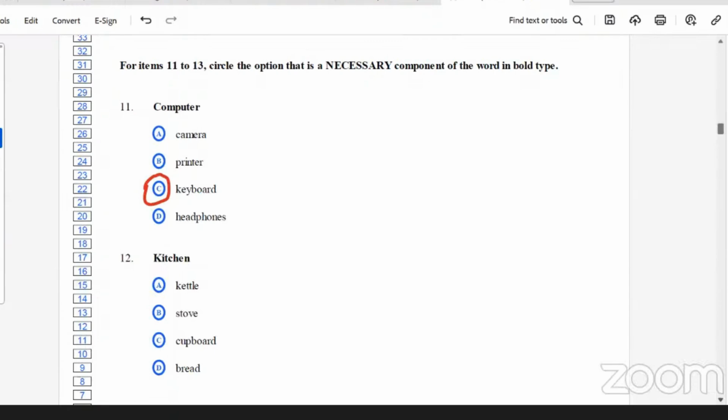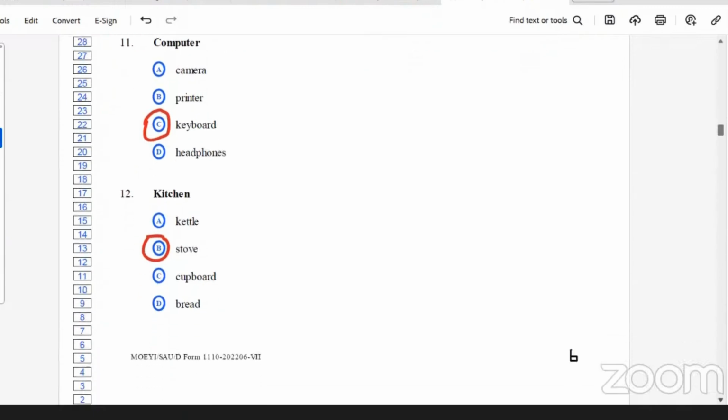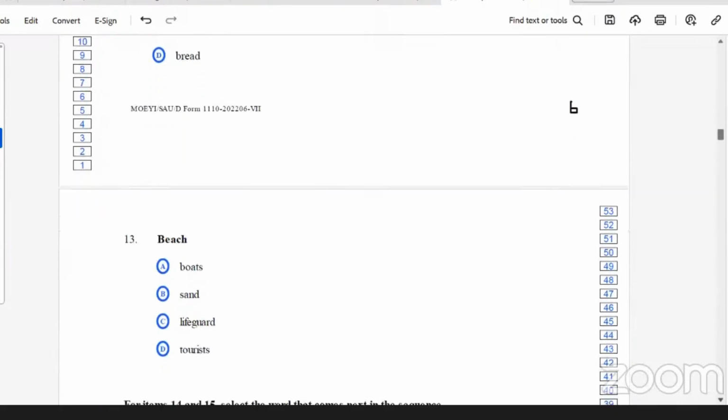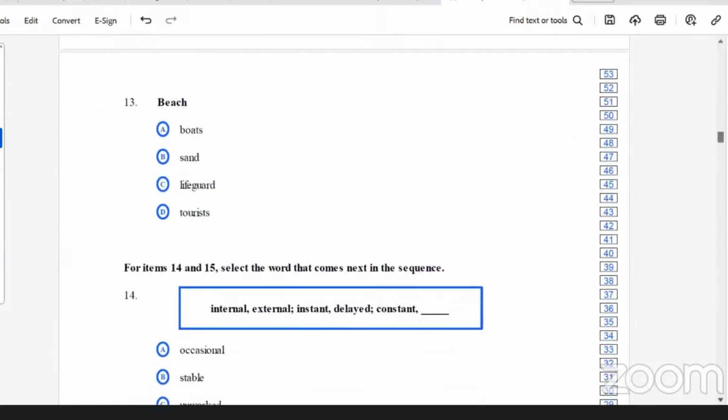Okay, so for question 12, kitchen, we have kettle, stove, cupboard, bread. What's a necessary component? It would be a stove. The main purpose of a kitchen is to cook. So you definitely need a stove for it to be considered a kitchen. A stove can be any form of stove, but we don't need bread for it to be a kitchen or cupboards or a kettle, but for it to serve its main purpose, then it would need a stove.